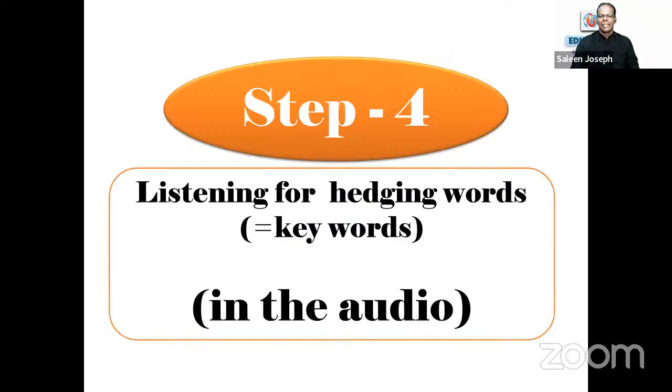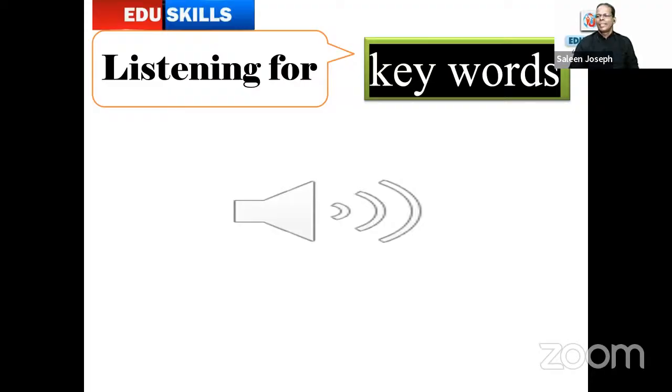Now, step 4, listening for hedging words, the keywords, in the audio. Hope you have written down weight, then treatment, then abdominal discomfort. Write these 3 words, 2 words and a phrase, in the notebook, and as you listen, write down the keywords being repeated in this particular audio. This is your business now. Then we will see the keywords being repeated time and again. Does it comply with or go with any of these 3 options?